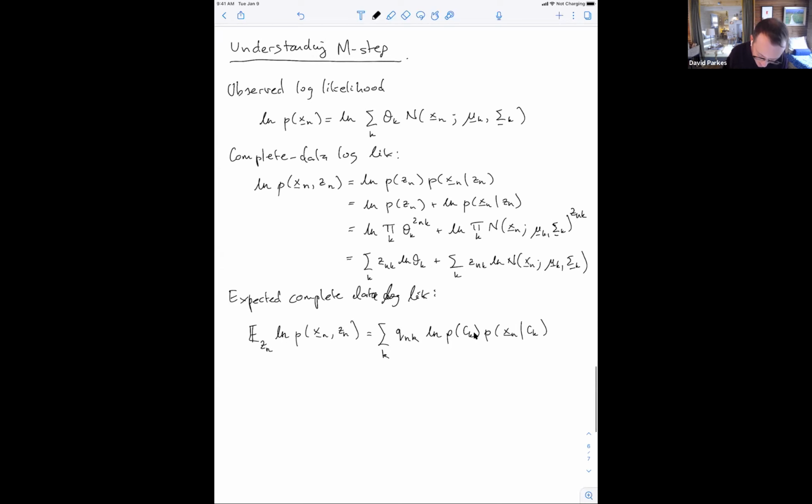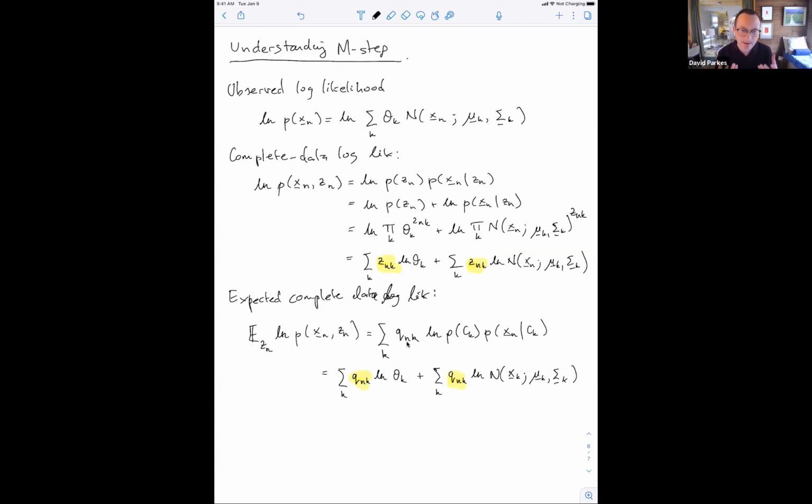Now, once we have that, look what happens. We've got a log of a product. So I can just write this as the summation over k of q_nk log theta_k, plus the summation over k of q_nk log of the normal of x_n given mu_k, sigma_k. Punchline: compare the structure of these two expressions. They're identical, except one has Qs and one has Zs. And that's why when you solve for the first order conditions to solve analytically the expected complete data log likelihood, you just see the Qs playing the role of the Zs. That's how the mathematics works out.